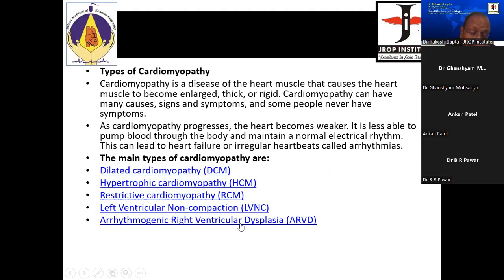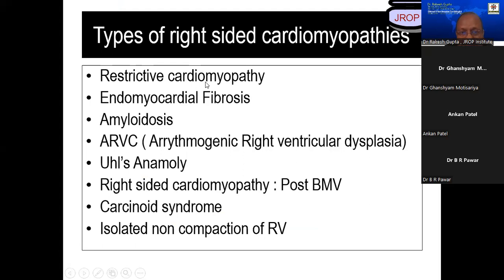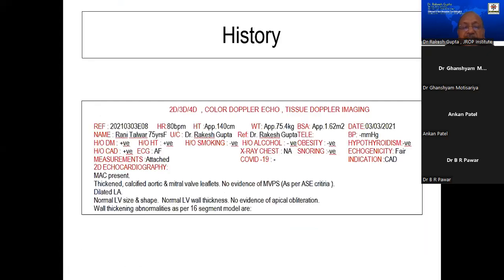Then a couple of right-sided cardiomyopathies which I'm going to talk about, apart from arrhythmogenic right ventricular dysplasia, are restrictive ones: endomyocardial fibrosis, amyloidosis, ARVC, the most important thing, along with Uhl's anomaly. Then right-sided cardiomyopathy post-BMV, which we still see a couple of patients presenting to our OPD. Then carcinoid syndrome and isolated non-compaction of the right ventricle. Let's start with this particular first case.